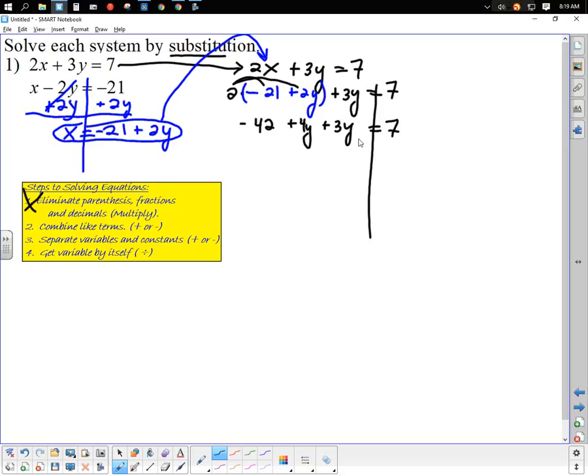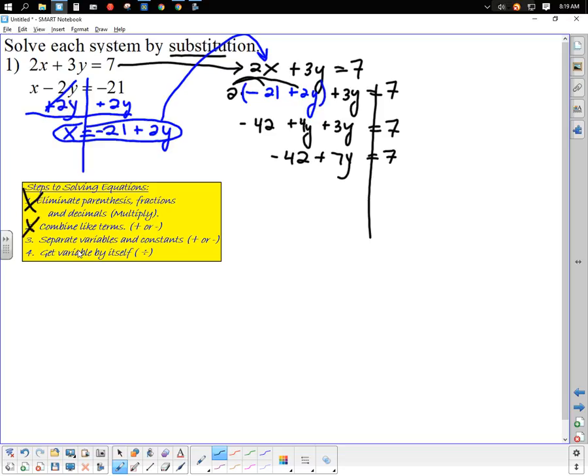Step number 2 is combine like terms on the left side. These two can be combined. 4y and 3y will give you 7y. Negative 42 cannot be combined with anyone else on the left, so that would be negative 42. And this should be a plus, and that is 7.